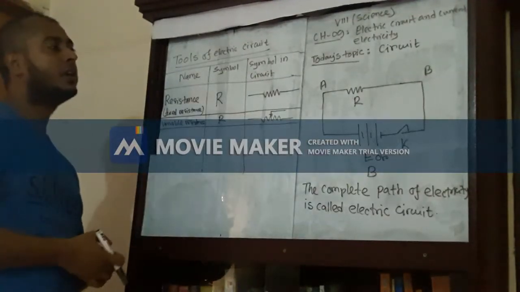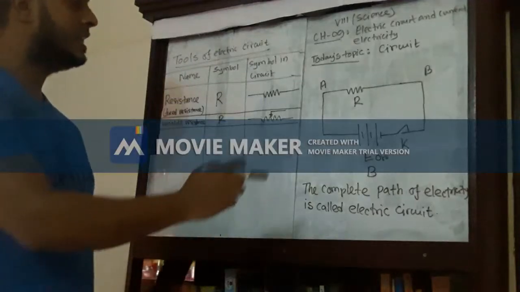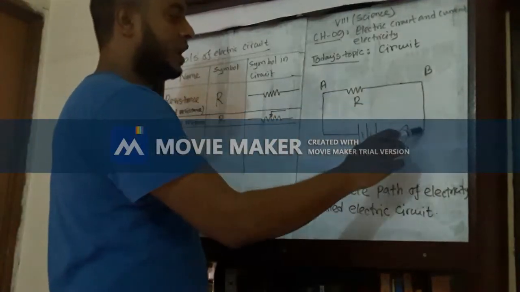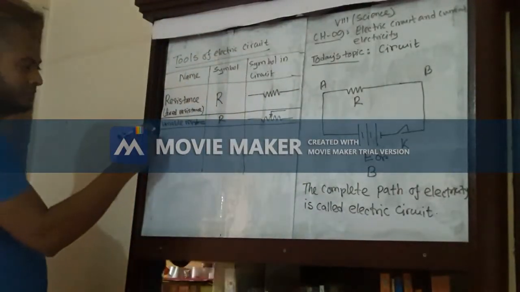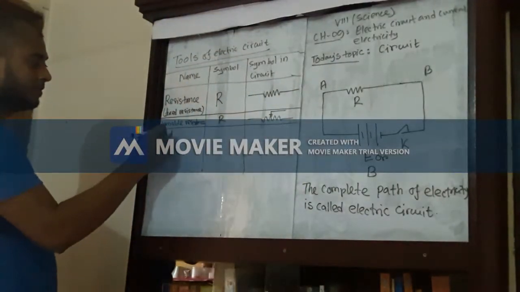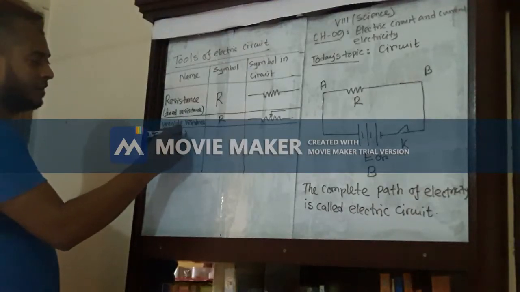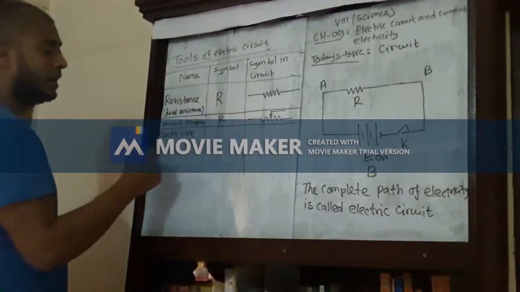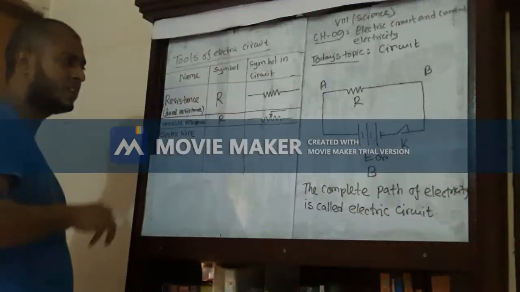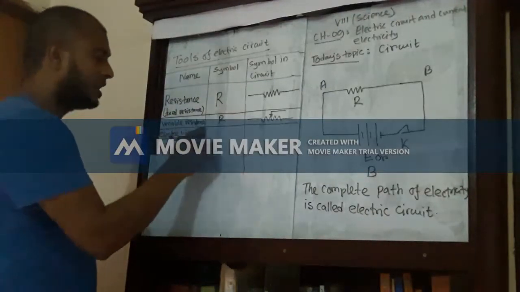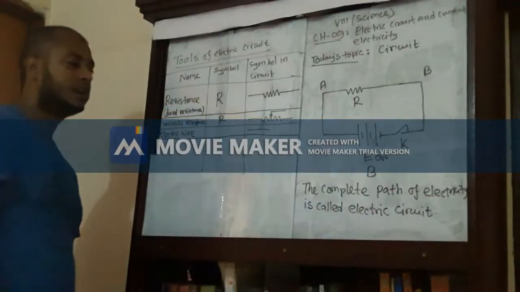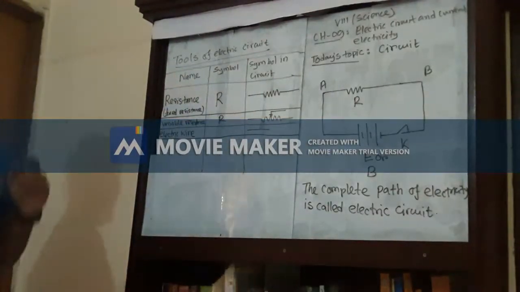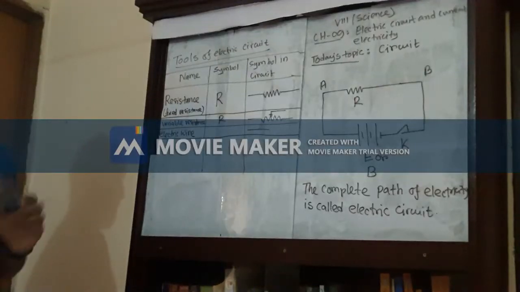In the next step, we need some electric wire. These are the electric wires. There is a specific symbol for electric wire, but in the circuit, a straight line is the symbol of electric wire, and this is especially the disconnected electric wire.